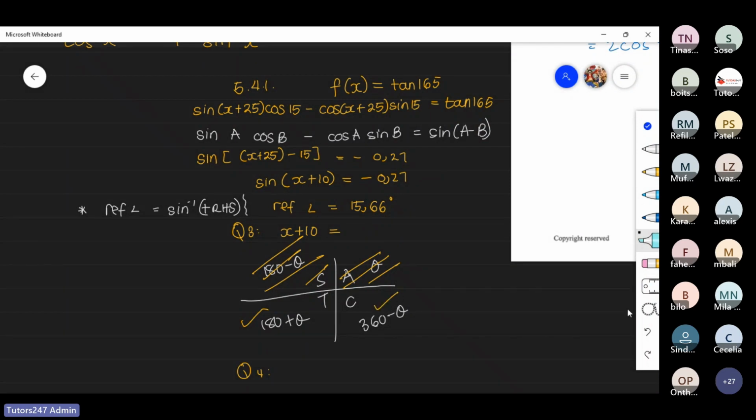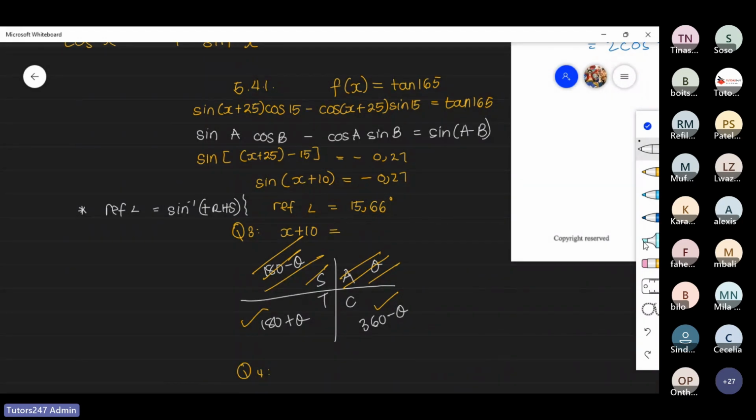So the quadrants we are going to use are quadrant 3 and quadrant 4, the reason being that within those quadrants, sine is negative. If we had sine equal to a positive number, let's say for whatever question we are dealing with, this was equal to positive 0.27, we would then use quadrant 1 and quadrant 2, because those are the quadrants where sine is positive. So depending on what sine, cos, or tan is equal to, whether it's positive or negative, that is how you decide which quadrant to use.